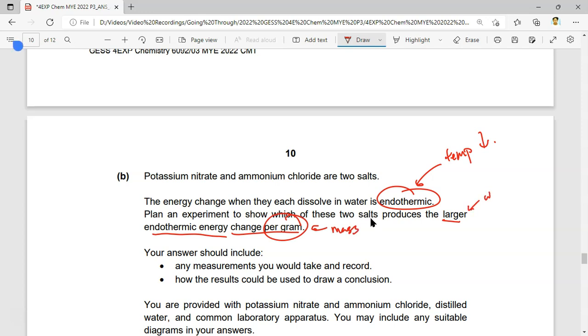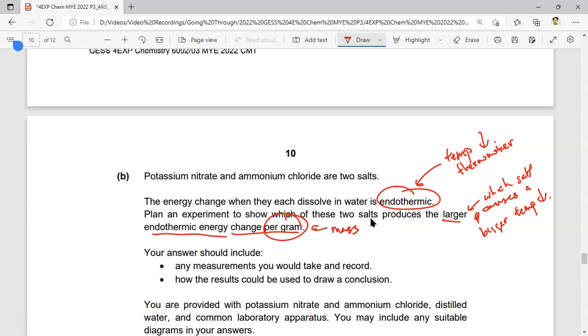Actually, I'm looking out for which salt causes a bigger temperature decrease. This is actually what we are looking out for. So I need to measure mass. I want a temperature, then I need my thermometer.